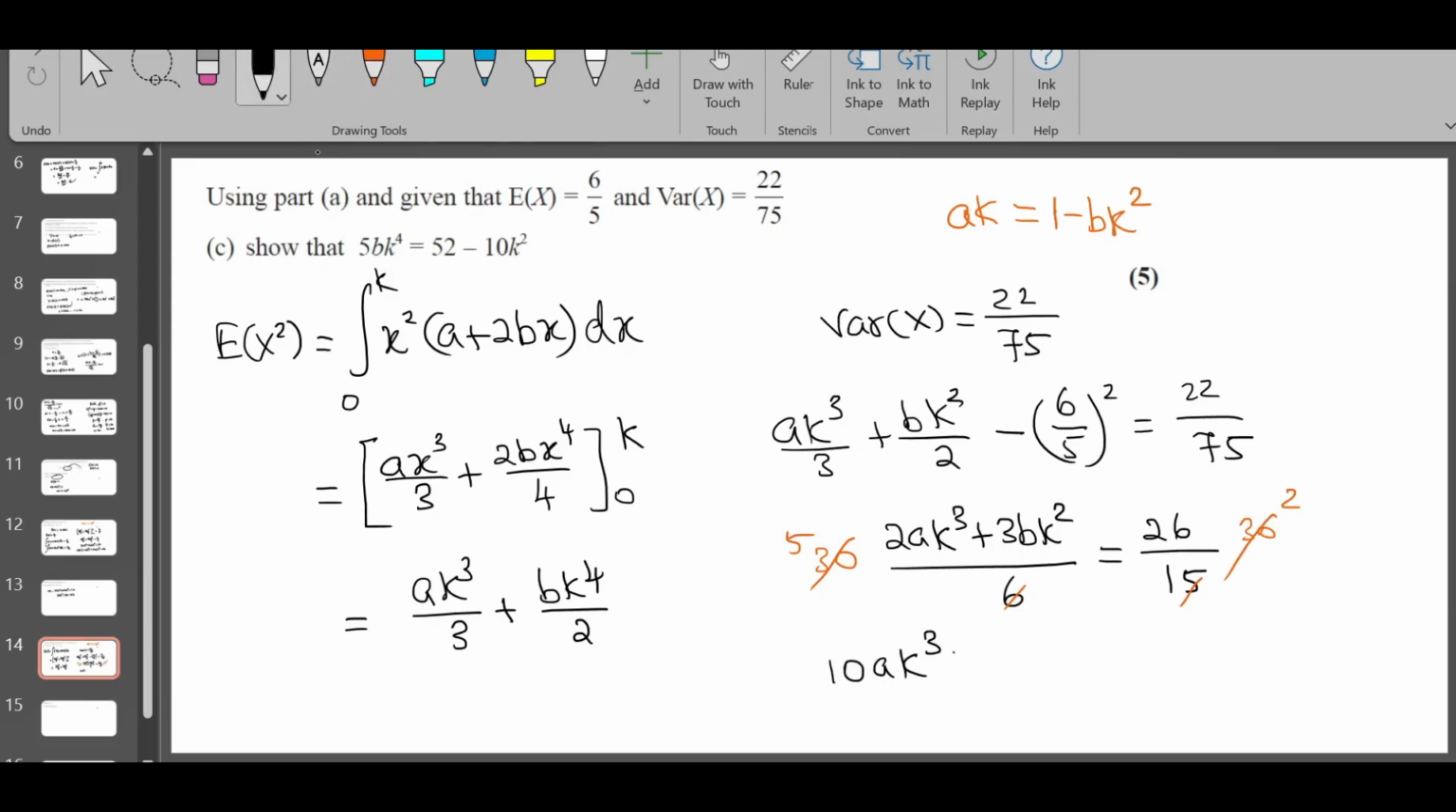10ak cube plus 15bk square. It was k power 4, right? It was k power 4, sorry, is equal to 52. Now we need to sneak this in here and simplify, and we'll get the answer.